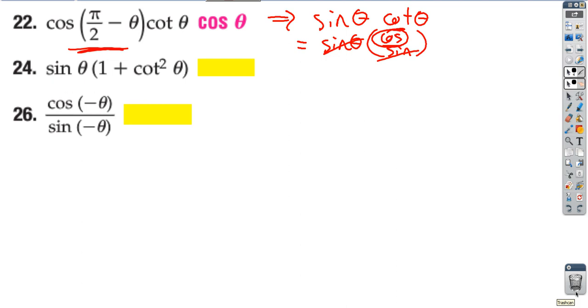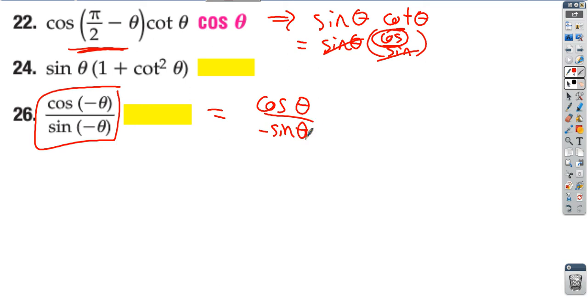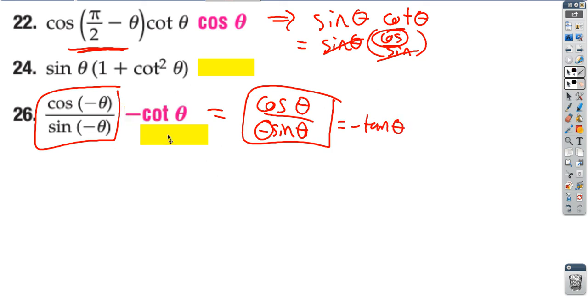Okay. How about this one down here? This is an identity on the sheet. Cos of negative theta is the same as cos theta. And sine of negative theta is negative sine theta. That's on an identity sheet. So this is tangent, except there's a negative right there. So that would be the same as negative tangent. And you start to recognize these identities. Sorry, other way around. Tangent is sine over cosine. Cos over sine is cotangent. So that was my mistake. I was about to say you'll start to recognize these, but unless you're careless like I was, and then you won't recognize them. Let's just do this one.